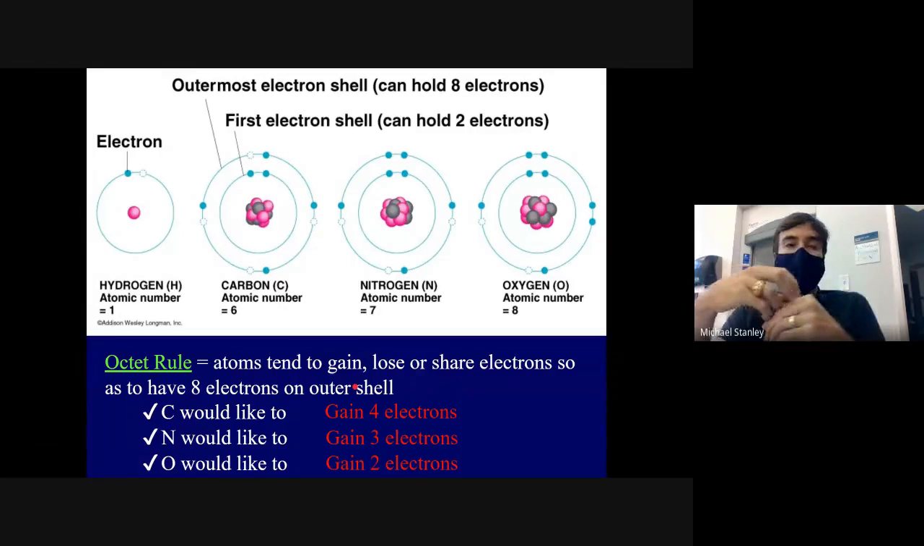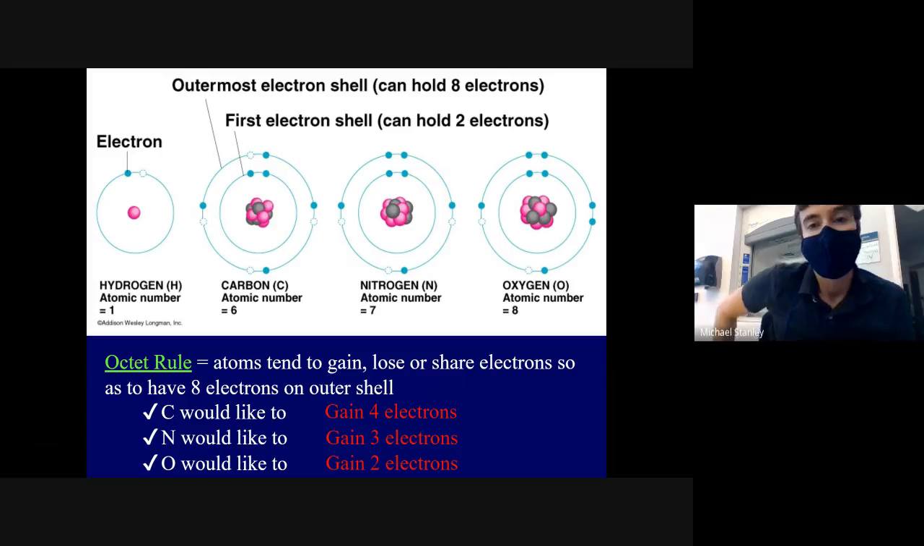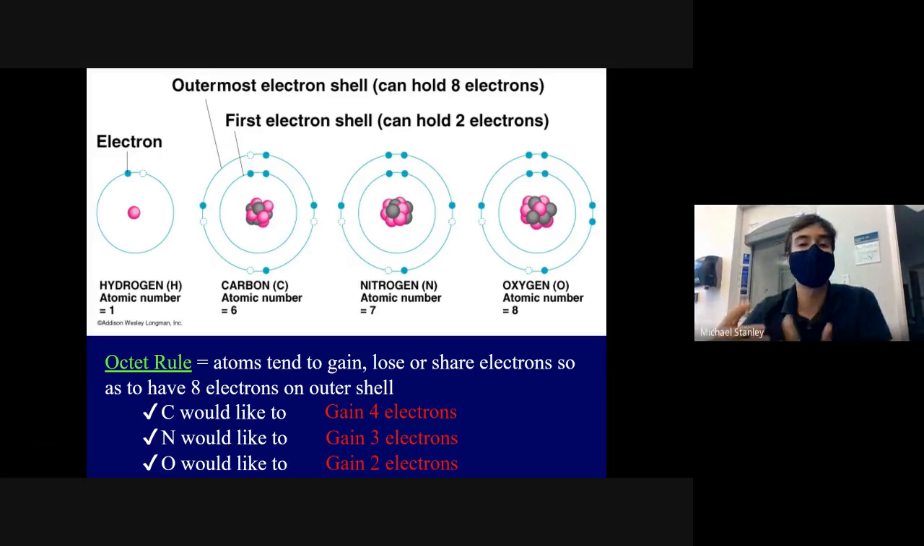Whatever atoms have to do to take, lose, borrow, or share in order to get up to 8 electrons, that is what they are trying to accomplish. That is what they will naturally do when they encounter other atoms: try to rearrange their electrons so they can get up to 8 on that outer shell.